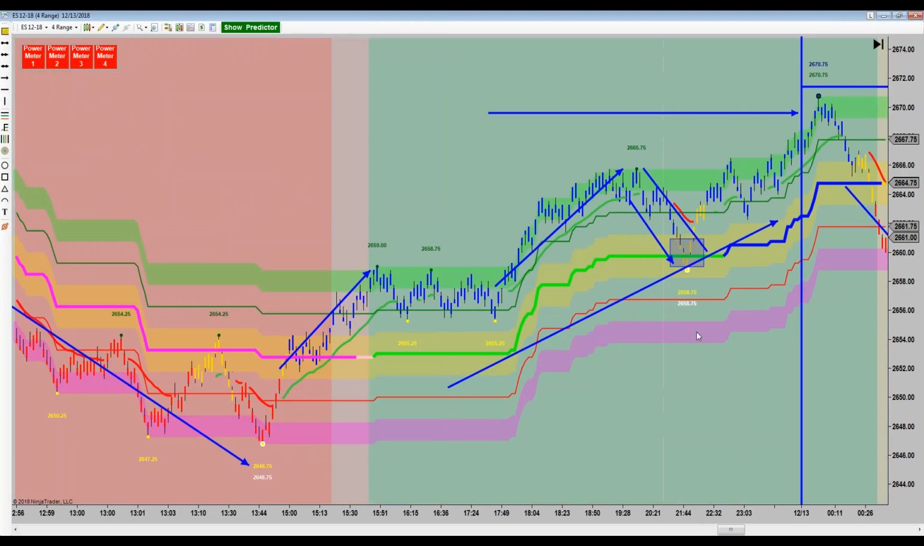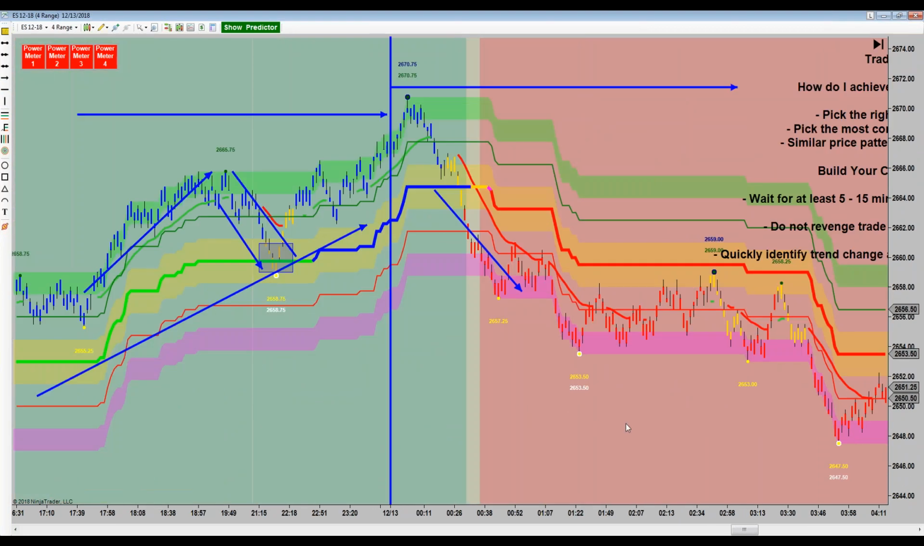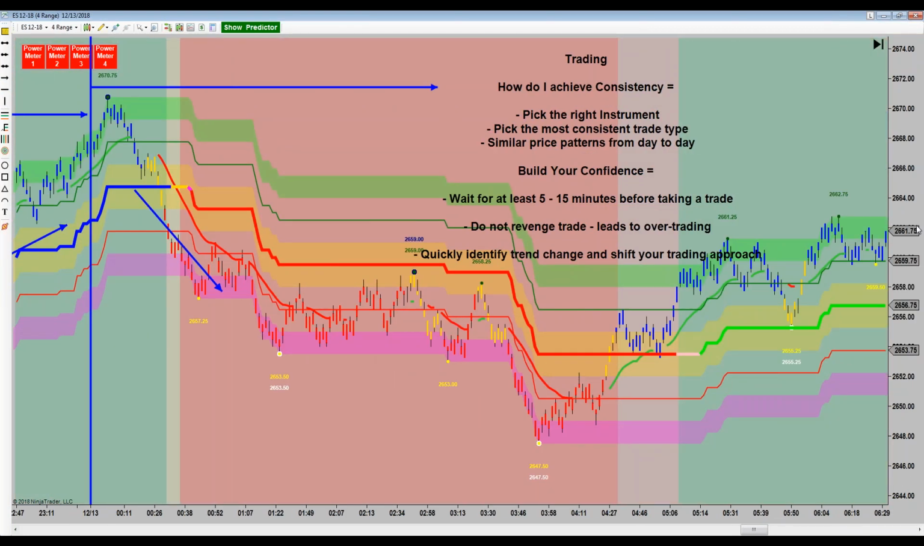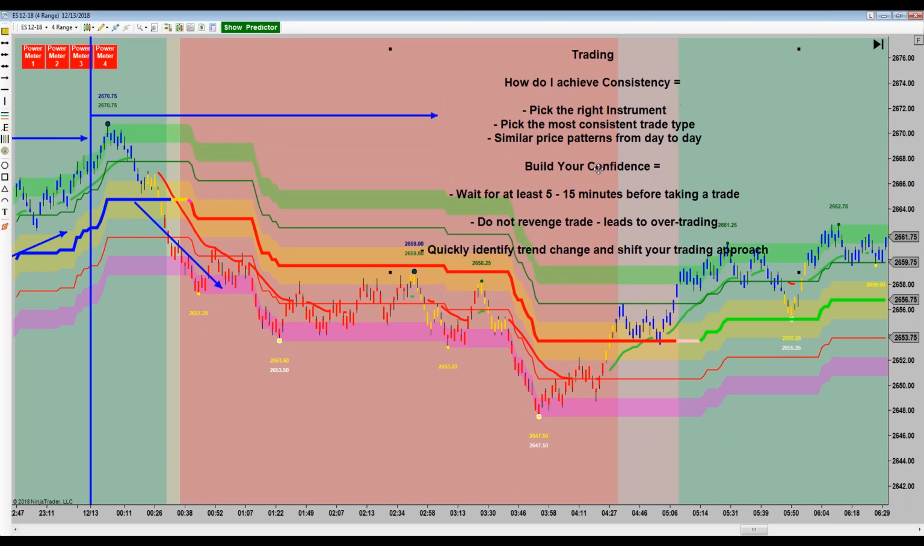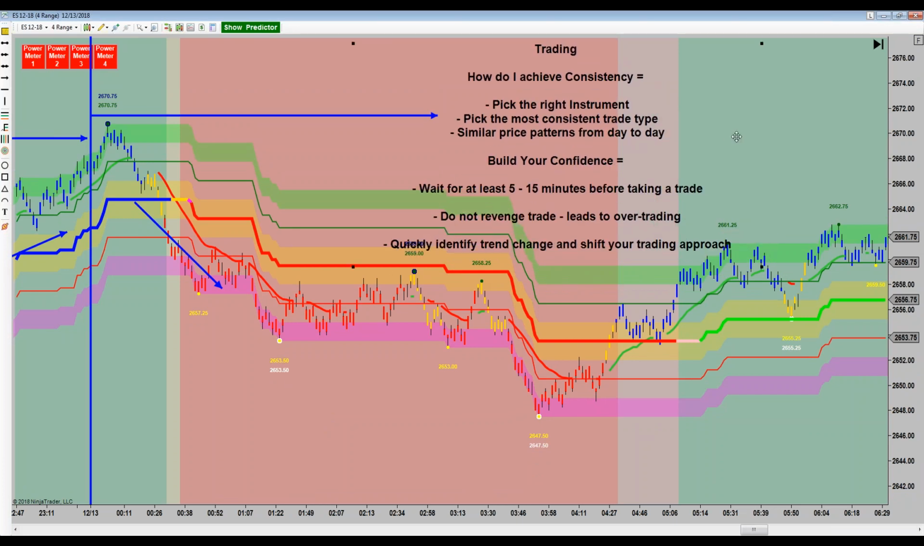So what I'm saying there, and that's another big confidence issue, is being able to very quickly see and identify when there is a trend change and know that you should be taking the other direction, and not just stick with shorting a market, for instance, because you're convinced it's just going to keep going down. Okay?